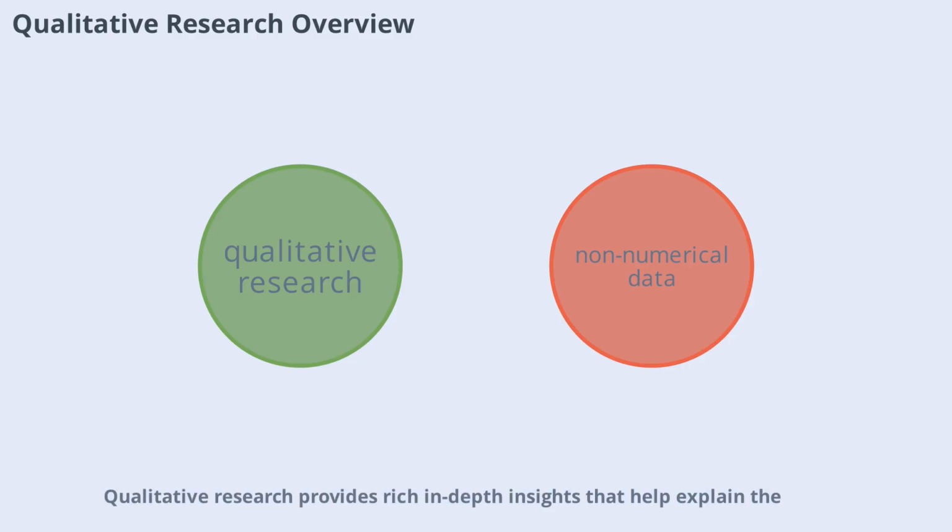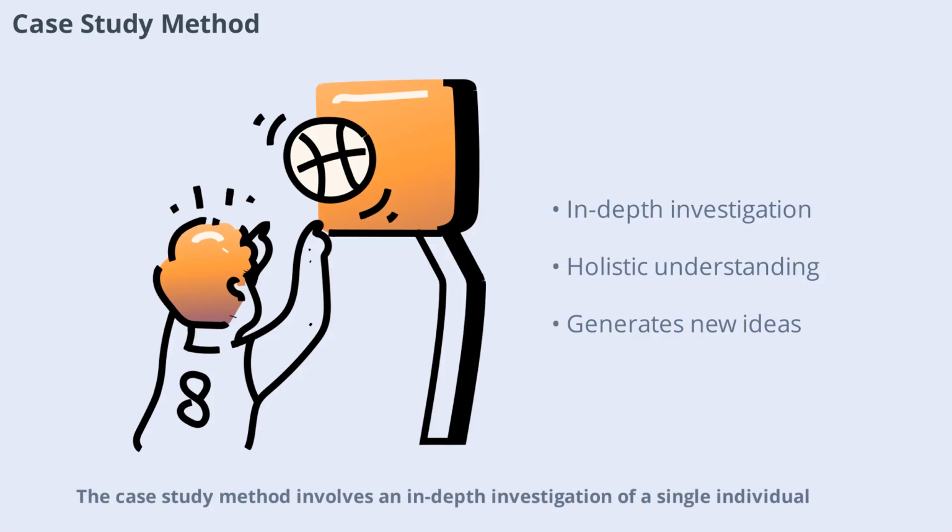Qualitative research provides rich, in-depth insights that help explain the why and how behind educational phenomena. Let's look at some common qualitative research methods used in educational psychology. Case study method involves an in-depth investigation of a single individual, group, or situation.